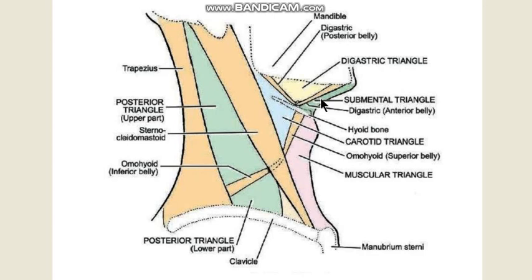So again, now we see that we have completed all the subparts of the anterior triangle. We have discussed the submental triangle, digastric triangle, carotid triangle, and the muscular triangle, and so we are now in a position to move on to the structures of the posterior triangle.